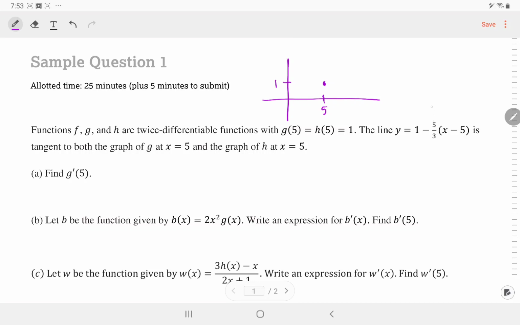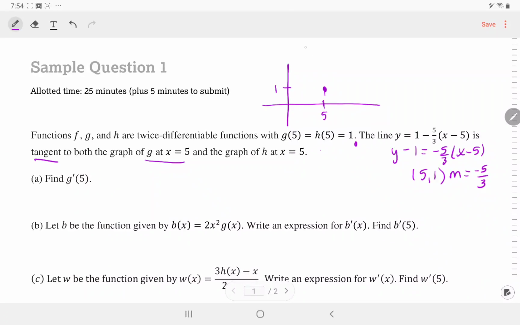Okay, the line y equals, okay, that looks like it's a funny format. So let me change this to point slope form. Okay, so this is 5, 1, and slope is negative 5/3. And they're saying that's tangent to both the graph at that point. So this point right here, the slope is down 5, right 3, up 5, left 3. So this is the tangent line.